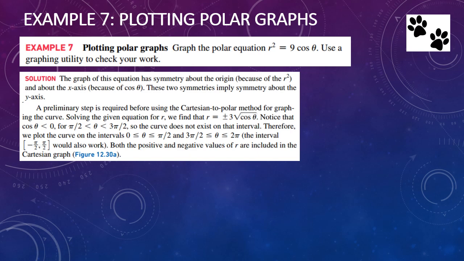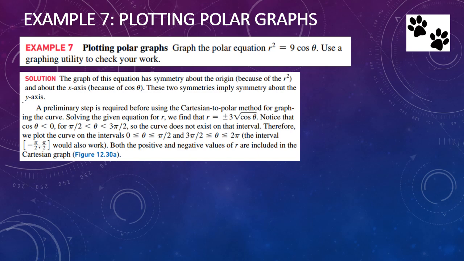A preliminary step is required before using the Cartesian-to-polar method for graphing the curve. Specifically, solving the equation for r, we find that r equals plus or minus 3 times the square root of cosine of theta. Notice that cosine of theta is less than 0 for theta between pi over 2 and 3 pi over 2, or 90 and 270 degrees. So the curve does not exist on that interval. Therefore, we plot the curve on the intervals theta between 0 and pi over 2, and theta between 3 pi over 2 and 2 pi.